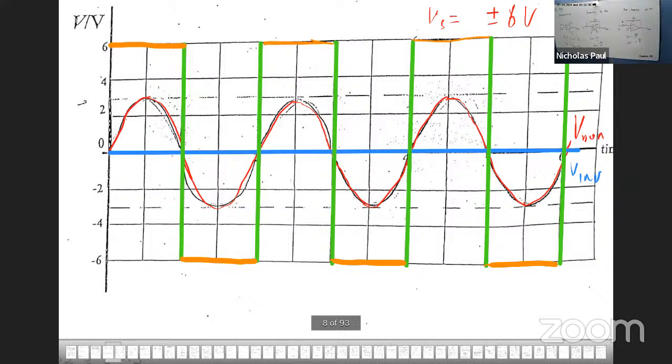Use the same scale here, right? So draw the two inputs first and then try and figure out the output.